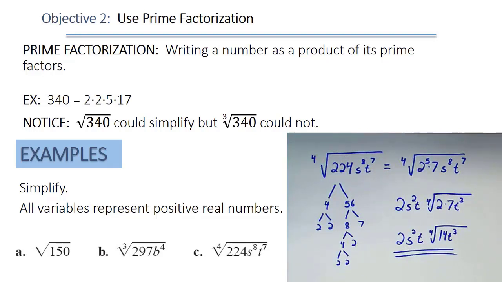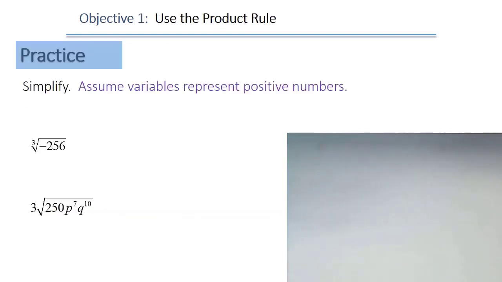Okay, it's your turn. Take a minute. I'd like you to simplify these two. Here again we can assume that all variables represent positive numbers, so you don't need to work with absolute value signs at all. Pause the video and see if you can simplify those. Unpause to see those solutions.